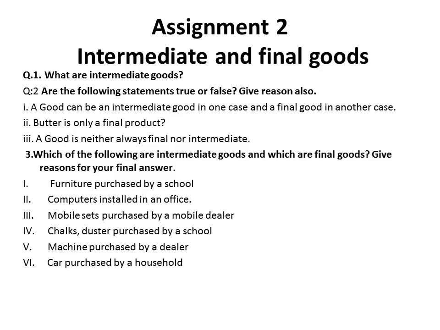Furniture purchased by a school, it is final because it is purchased for final investment. Computer installed in an office, final, they are purchased for investment. Mobile sets purchased by a mobile dealer, intermediate because they are purchased for resale. Chalk, duster purchased by a school, they are intermediate, they are used up, completed during the same year. Machine purchased by a dealer, intermediate, it is purchased for resale. Car purchased by a household, it is a final consumption good.